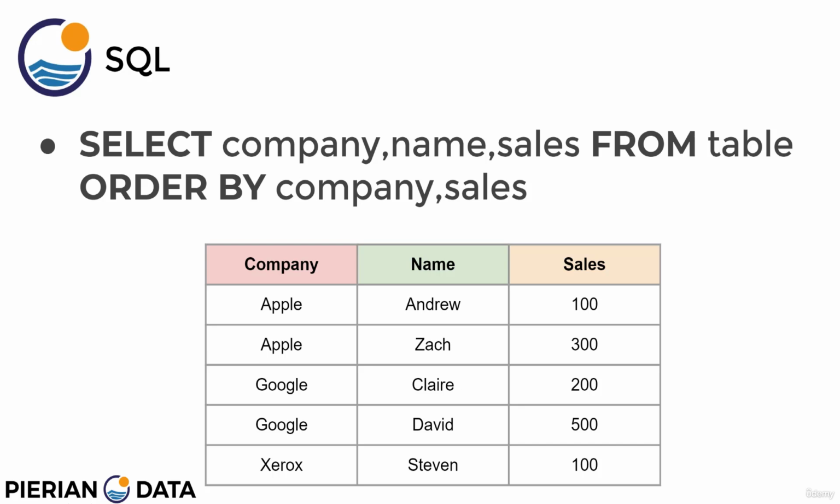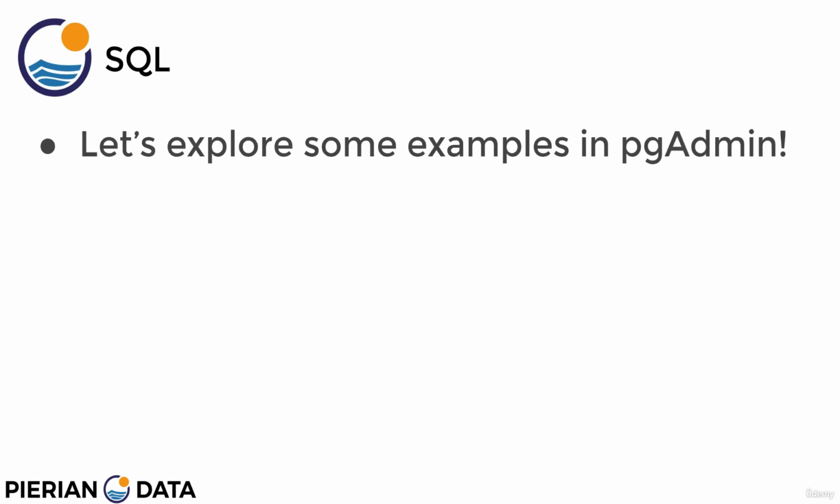So if you have duplicate values in a particular column, and you want to sort not just by that column but another column as well, it makes sense to do an ORDER BY with multiple columns. It's going to sort based off the order you provide, so it'll order by company first, and then by sales. Let's go ahead and explore some more examples in pgAdmin on the DVD rental database.